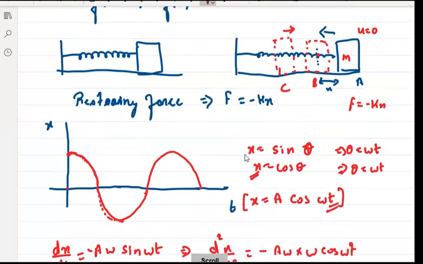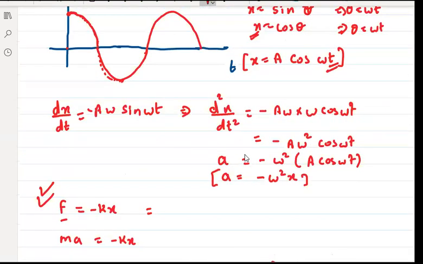I hope all of you understood the meaning of simple harmonic motion, how simple harmonic motion occurs, what the condition is and all those things. Okay, anyone have any issue in this? No? Okay, so let's see.